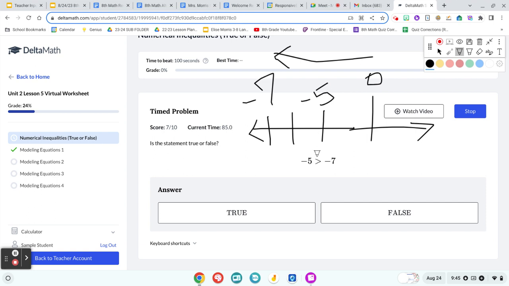And the way they have it looks good because the alligator mouth is eating the -5, which means that's greater. It's got its back turned. It's less than -7. So this would be a true statement.